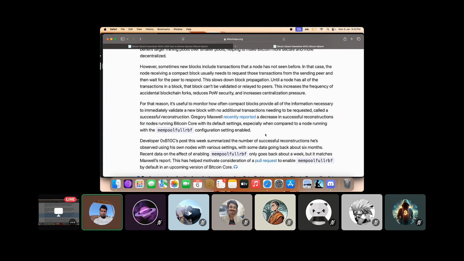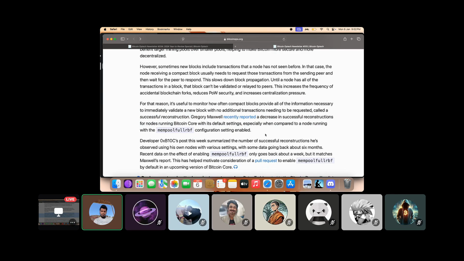You don't have to signal while you create a transaction. You don't have to signal that this transaction is replaceable. If you just set mempool full RBF equals 1 in your bitcoin.conf file, then every single transaction that you create using your node that has that policy is replaceable, and all the miners were using this, right?